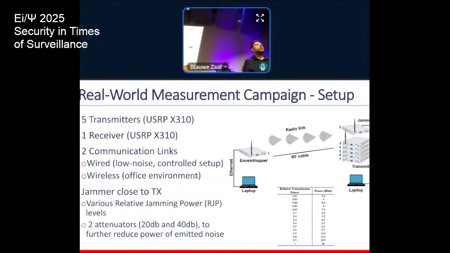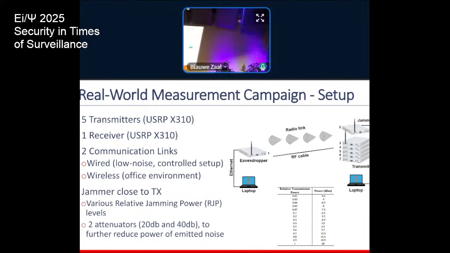One is a cable link, just to understand the impact of how the jammer affects the radio fingerprints. And then for the other experiments, we use the wireless channel. Most of the results you will see are based on the wired channel, the cable link, because we wanted to understand really what are the boundaries between fingerprinting and not fingerprinting the device, and then the other results more in the wild with the wireless channel.